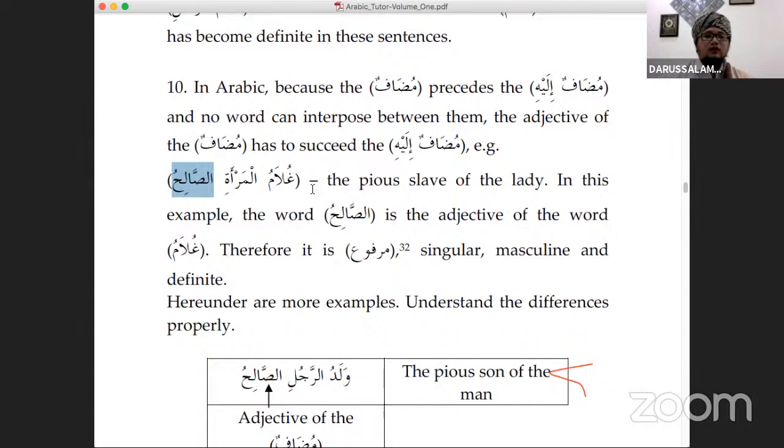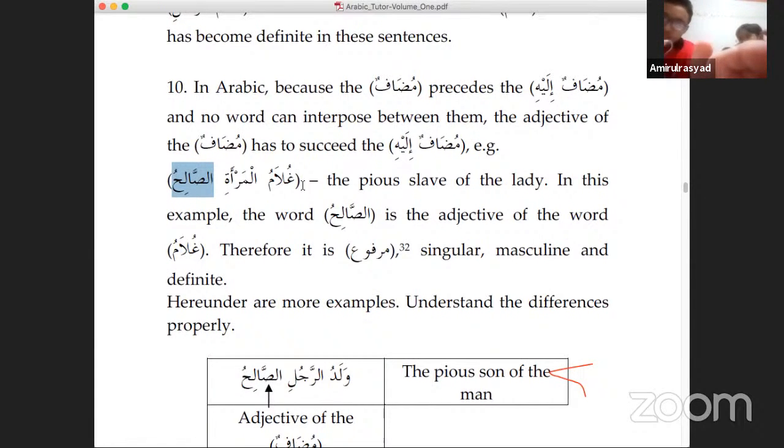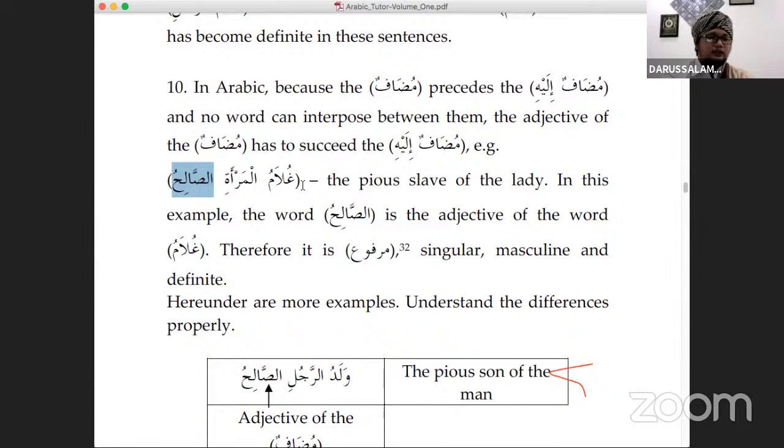Okay. Yeah, ghulam. Let's translate that first. Ghulamul mar'ati. What's that? The slave of the lady. Ghulamul mar'ati, the slave of the lady.